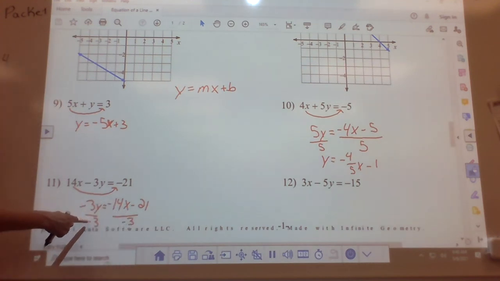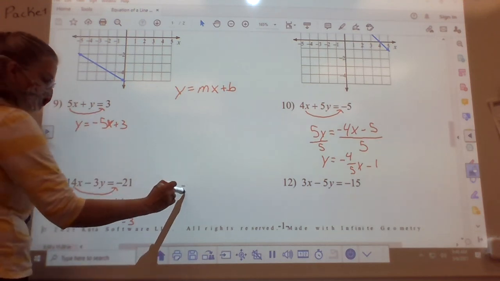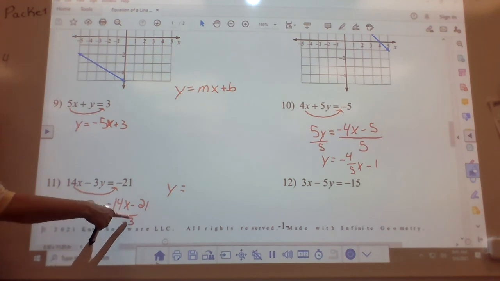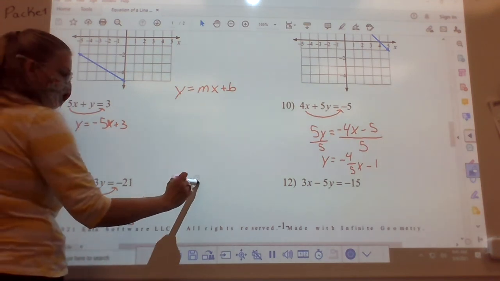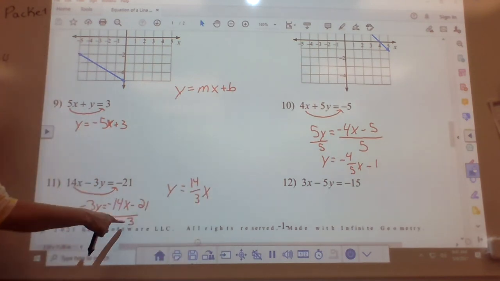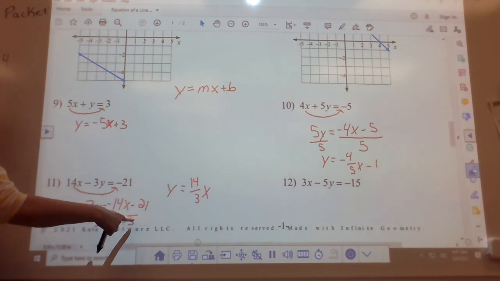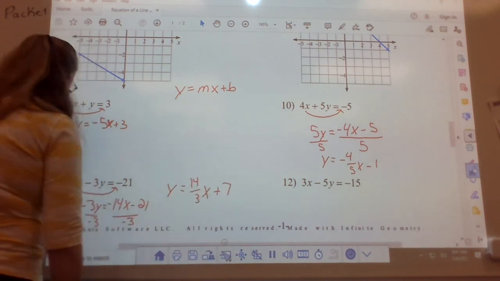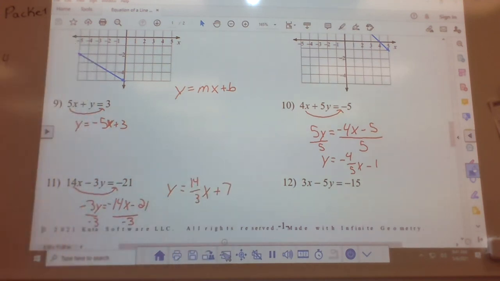Negative 3 over negative 3 cancels, which is why we did it. So we get y equals negative over negative cancels. 14 over 3 I'm just stuck with, so just put 14 over 3. Don't lose your x. Negative over negative, again, is going to cancel, so I get a positive. 21 divided by 3, that does divide evenly. So go ahead and divide it and get 7. If it doesn't divide evenly, just leave it as a fraction.